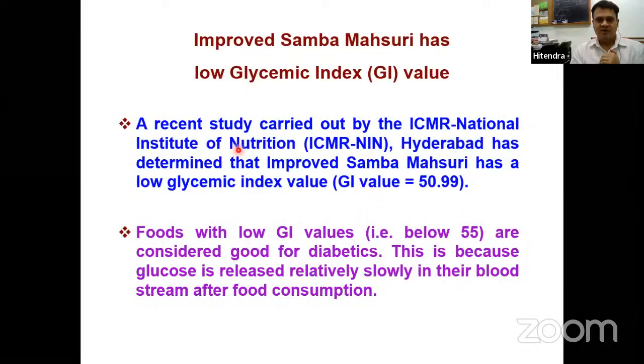Okay, another important feature this rice has, it is a low GI, low glycemic index rice. Okay, and this was tested by the National Institute of Nutrition, which is located in Hyderabad.